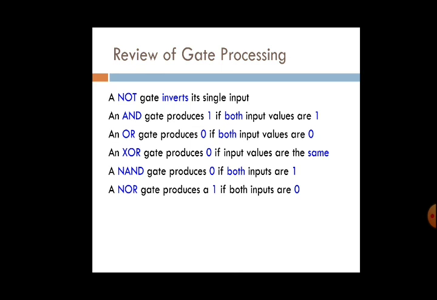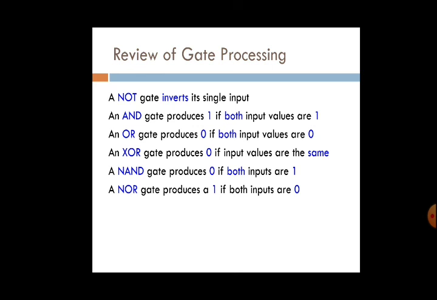Now, second point is for AND gate. AND gate produces 1 if both input values are 1. It means the AND gate performs the operation of multiplication. The third point is for the OR gate. An OR gate produces 0 if both input values are 0. It means OR gate performs the operation of addition. Fourth point is for XOR gate. XOR gate produces 0 if input values are the same.